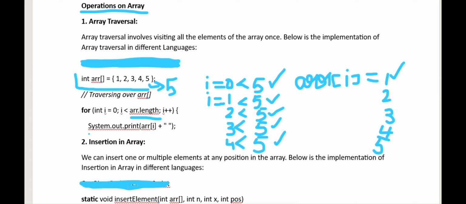System.out.println is a statement which is used to print a statement in Java. In Java, System.out is used to print something on the screen.